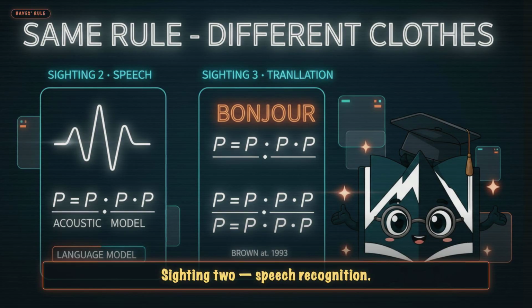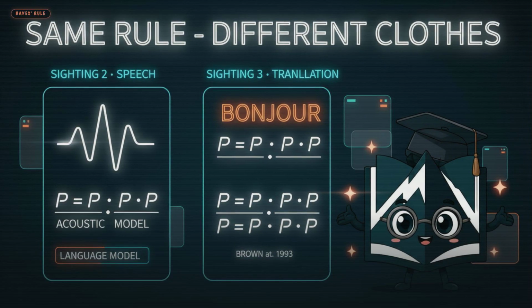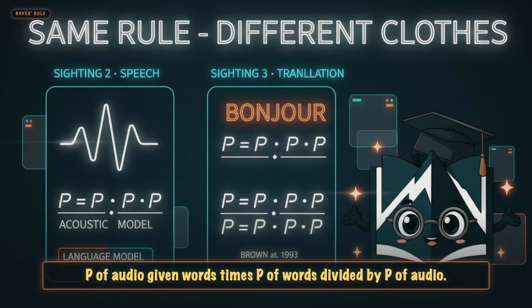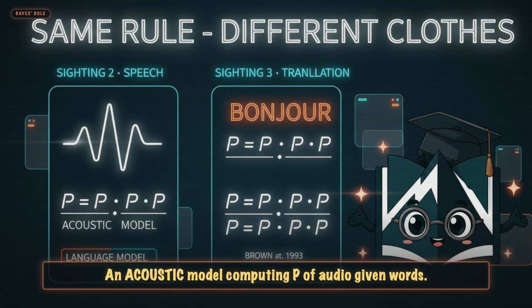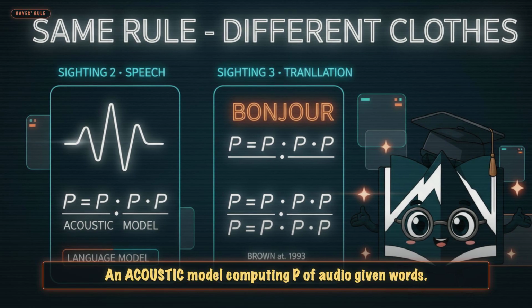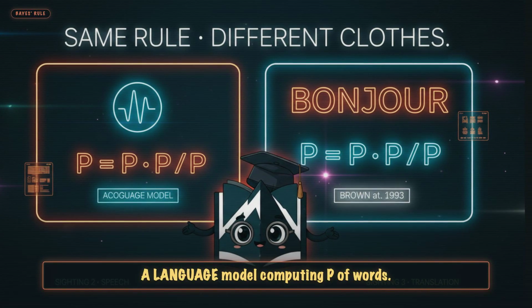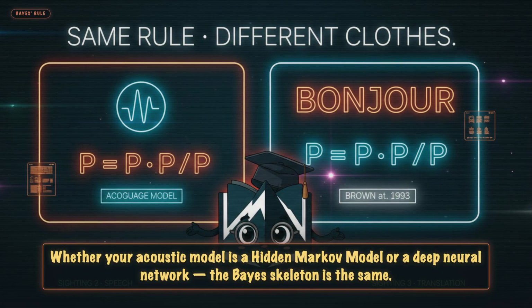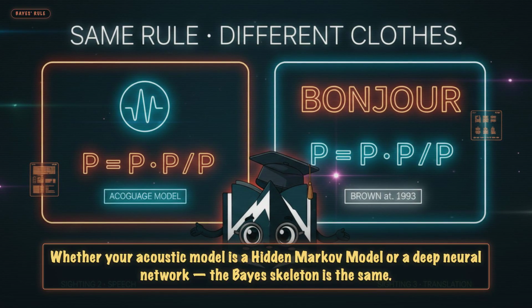Sighting 2: speech recognition. You have audio. You want P of words given audio. Rewrite with Bayes: P of audio given words times P of words divided by P of audio. Now you have two models: an acoustic model computing P of audio given words, and a language model computing P of words, combined via Bayes. Whether your acoustic model is a hidden Markov model or a deep neural network, the Bayes skeleton is the same.